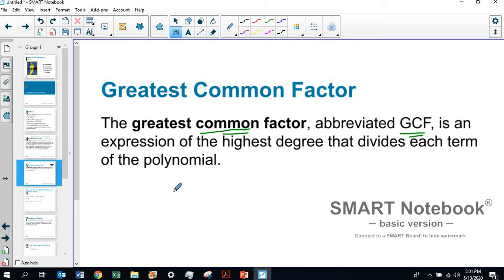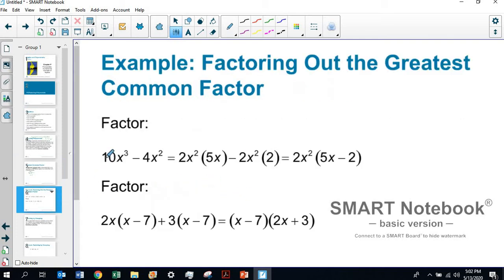So if you have 4x cubed plus 8x squared minus 11, these two terms have 4 and x squared in common, but 11 doesn't have any of that. So this has no greatest common factor other than 1. In order to be common, it can't just be in a couple of them. It's got to be in all of them. Okay, so let's do an example.